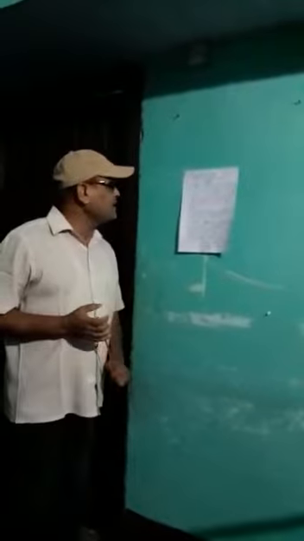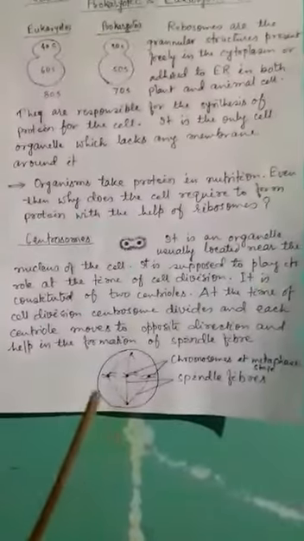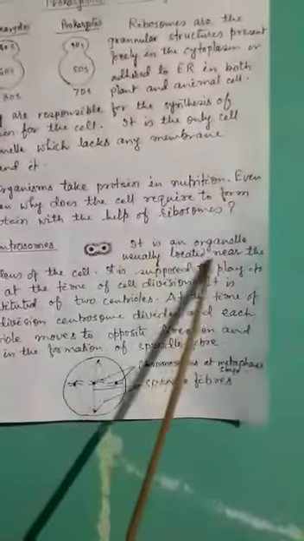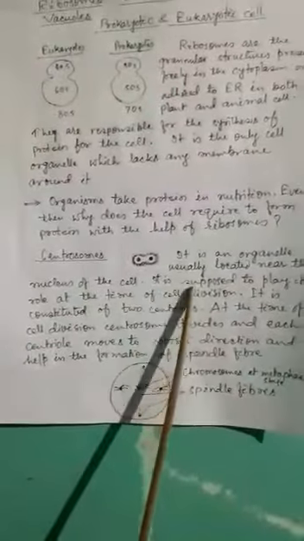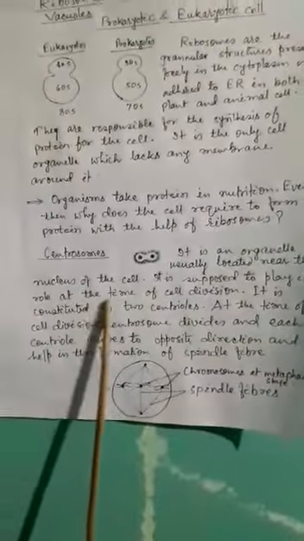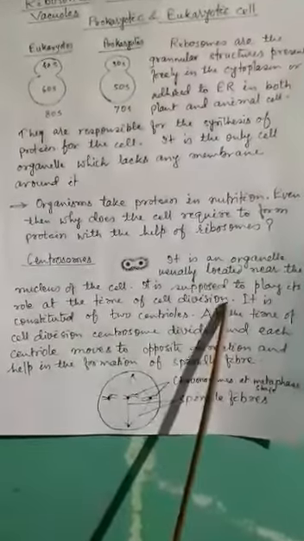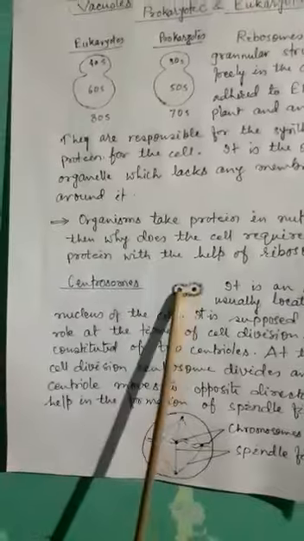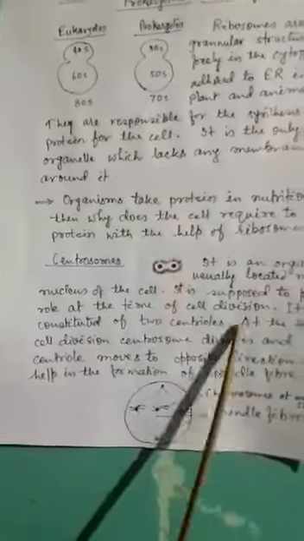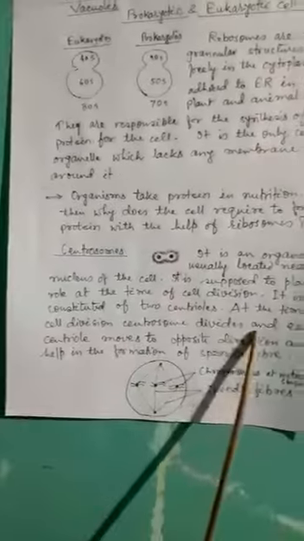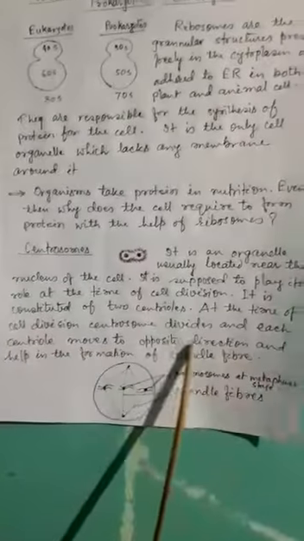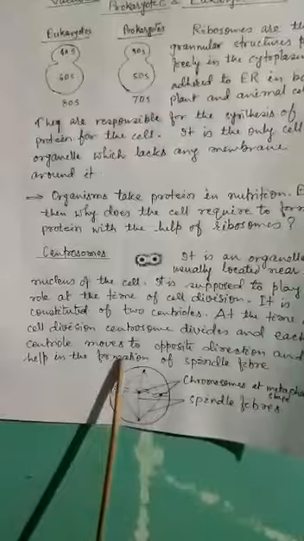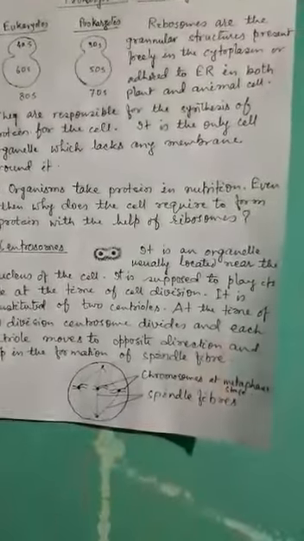The next one is the centrosome. Centrosome is another important organelle, usually located near the nucleus of the cell. It is supposed to play an important role at the time of cell division. It is constituted of two centrioles. You can see here these are the two centrioles present inside the centrosome. At the time of cell division, the centrosome divides and each centriole moves to the opposite direction and helps in the formation of spindle fiber.